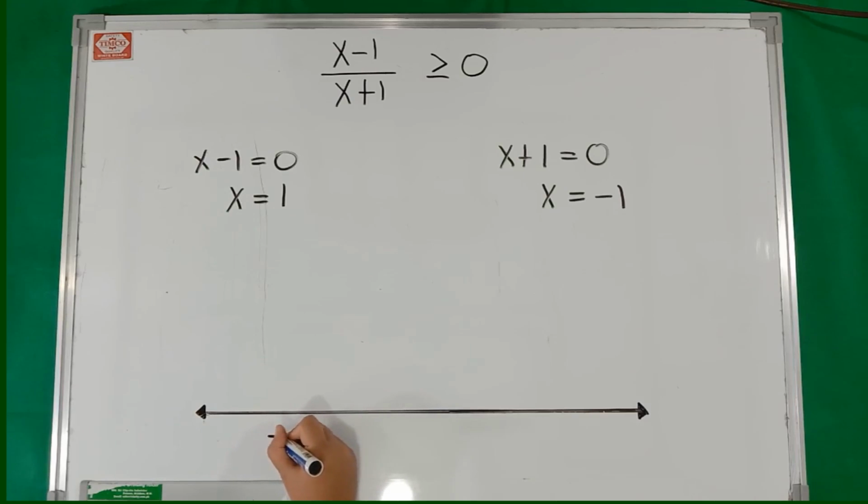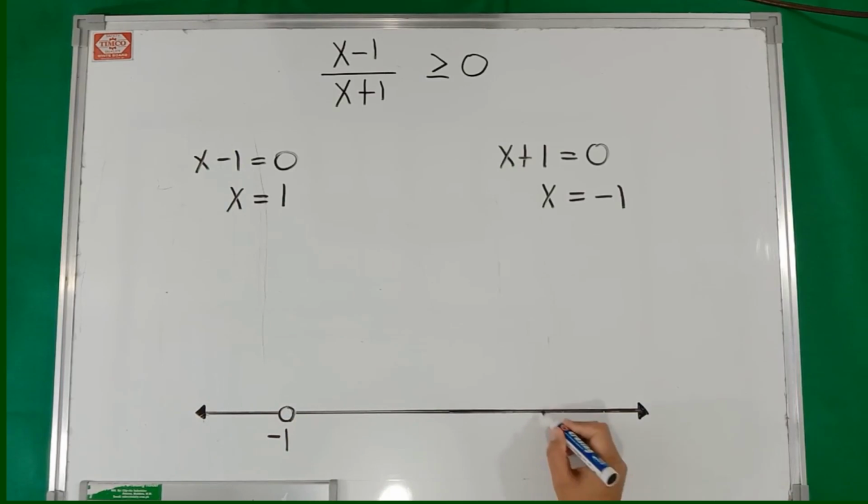So, we plot x is equal to -1 with a hollow circle. Kasi nga, pagka naging 0 ang ating denominator, magiging undefined yung ating fraction. Kaya hindi siya kasali sa ating solution set. And x is equal to 1 is included in our solution set. That's why it is plotted with a shaded circle. So, we formed 3 partitions.